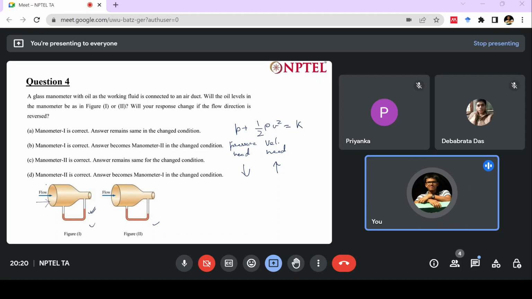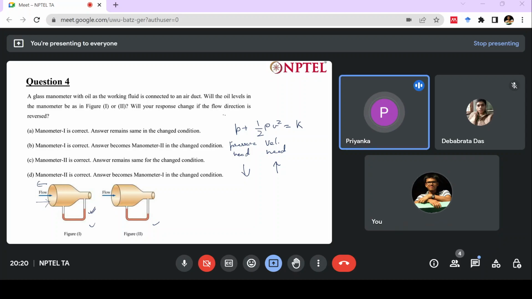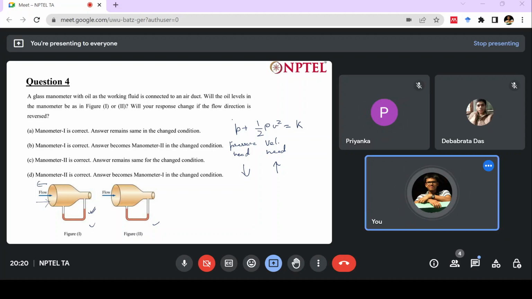And if the flow direction is reversed, will the answer change? No. So sir, it won't change, right? Because still your narrower region will have higher velocity. This is a very simple application of your Bernoulli's theorem, and you also have to use your continuity.